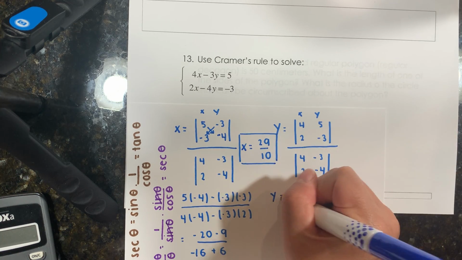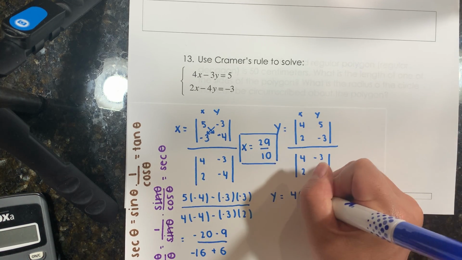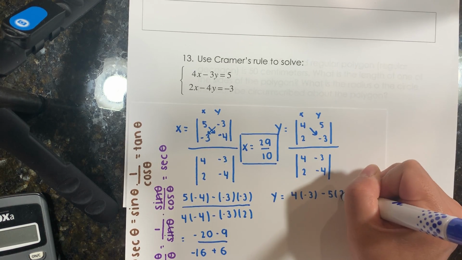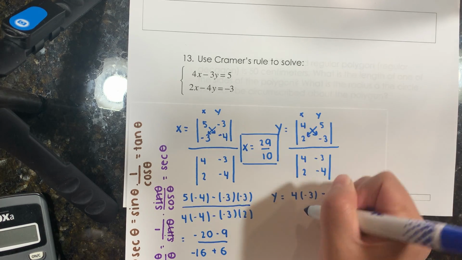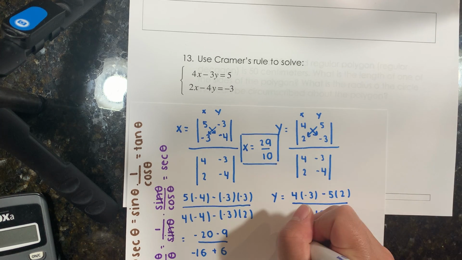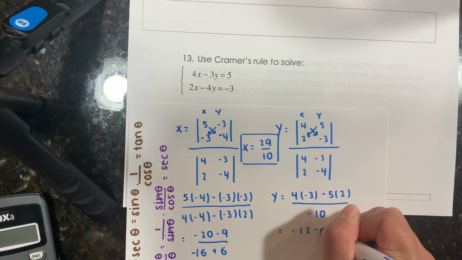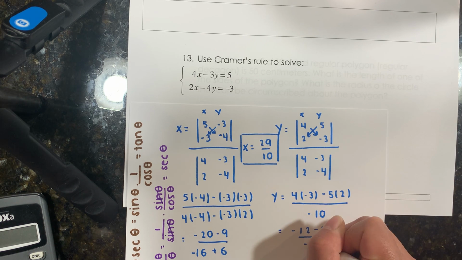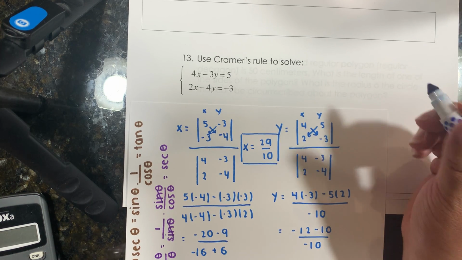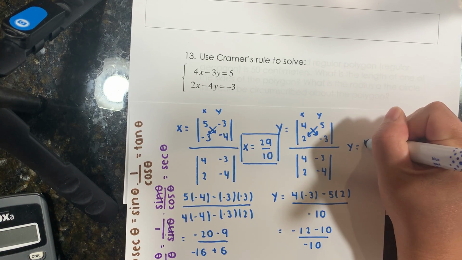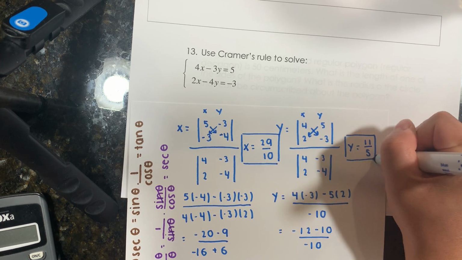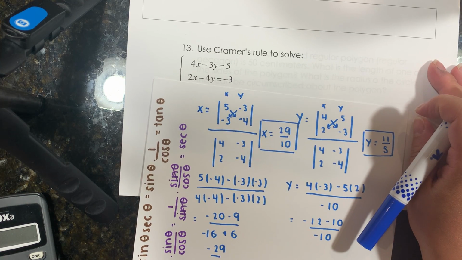Now for y, the top I'm going to go 4 times -3 minus 5 times 2 over, that simplified to -10. So that would be -12 minus 10 over -10. So -22 over -10 would give us 11 over 5. So y is equal to 11 over 5. So once you evaluated the denominator for x, you don't need to do it again for y. You can just plug that in.